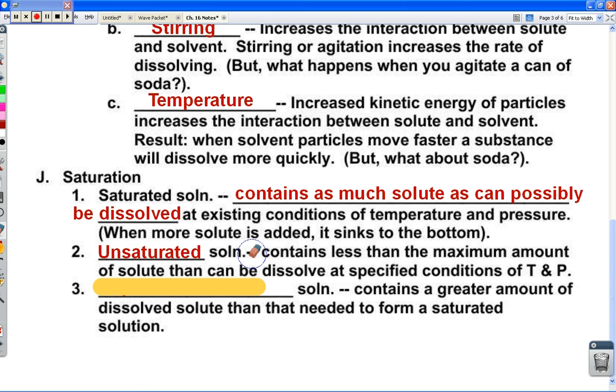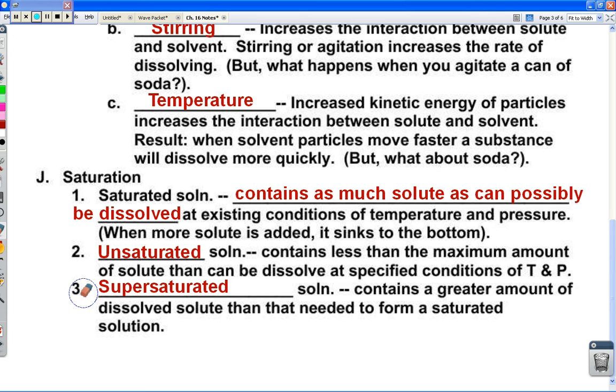Which brings us to the more confusing one, which is a supersaturated solution, which I'm sure sounds great on the recording. Supersaturated solution. All right.